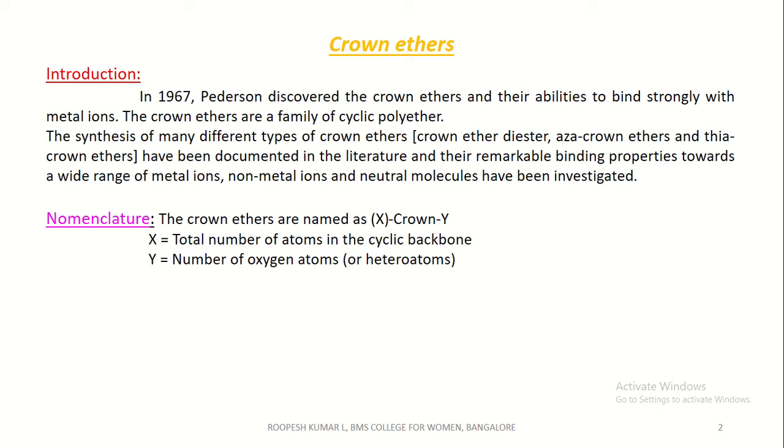Coming to the nomenclature of crown ethers, the crown ethers are named like this, that is X dash crown dash Y. The X should be in brackets. X denotes the total number of atoms in the cyclic backbone, that is the total number of atoms in the cyclic polyether compound, that is in the crown ether. Y is the number of oxygen atoms, or if any heteroatoms are there, including heteroatoms, they are also counted.